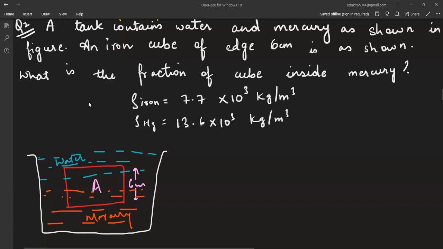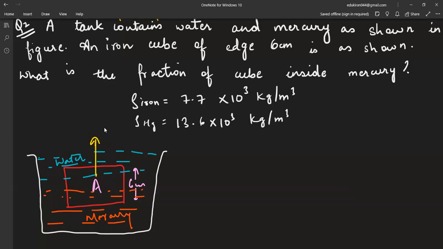See, a tank contains water and mercury as shown in figure. Now, this is the figure given to you. Iron cube of height 6 centimeters is shown. What fraction of cube is inside mercury? So, it's similar to that iceberg question which we did. Just the difference is that at that time, the interface was water and air. This time, the interface is between water and mercury. So, again, the same thing will happen.